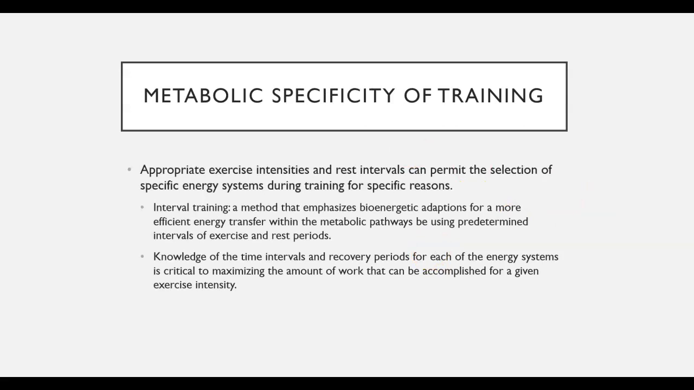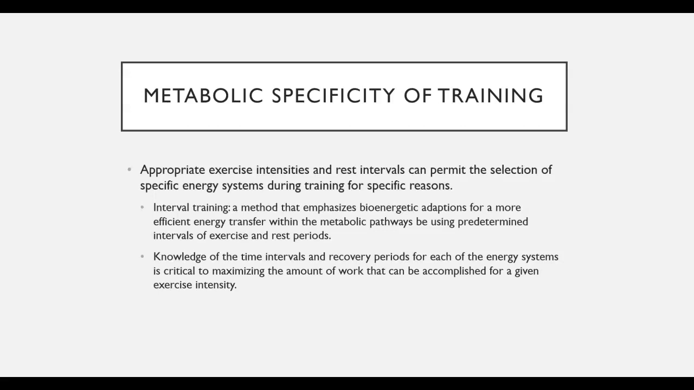Appropriate exercise intensity and rest intervals can permit the selection of specific energy systems during training for specific reasons. There are different ways that we can train to emphasize different bioenergetic adaptations. One that you've probably heard of or done before is interval training, a method that emphasizes bioenergetic adaptations for a more efficient transfer of energy within the metabolic pathways by using predetermined intervals of exercise and rest periods. That might be something like quarter-mile repeats or sprints with specific rest periods in between. That can be interval training.